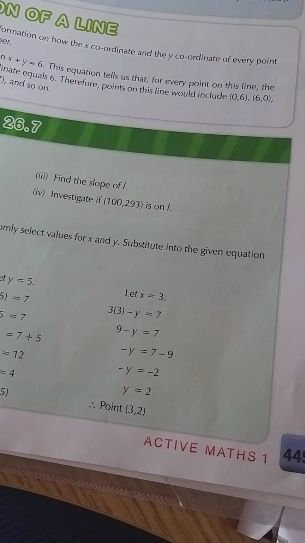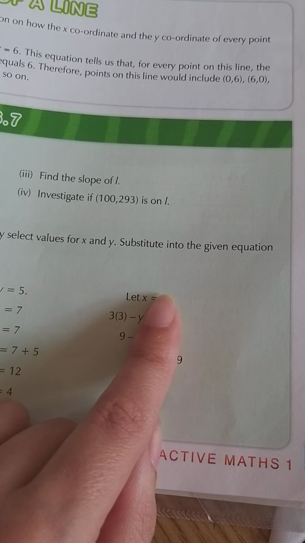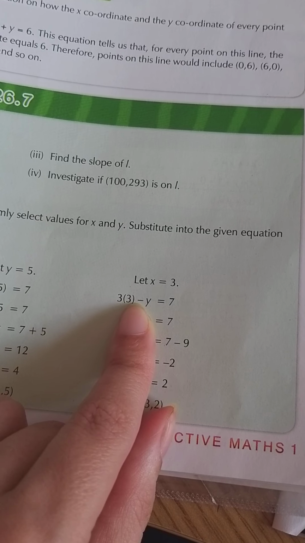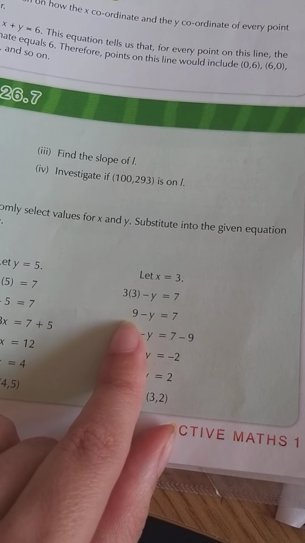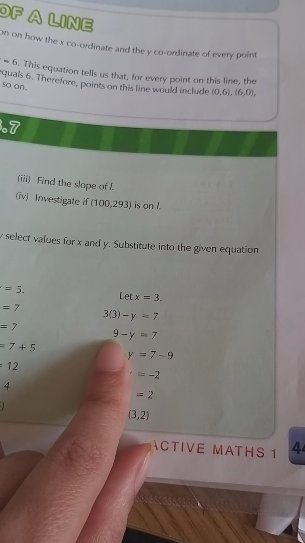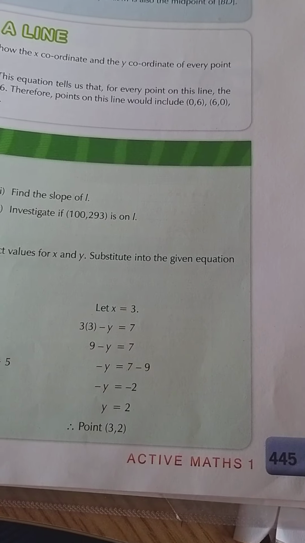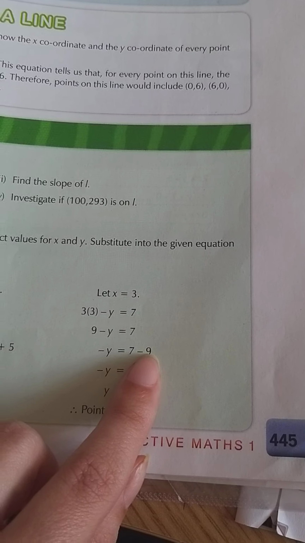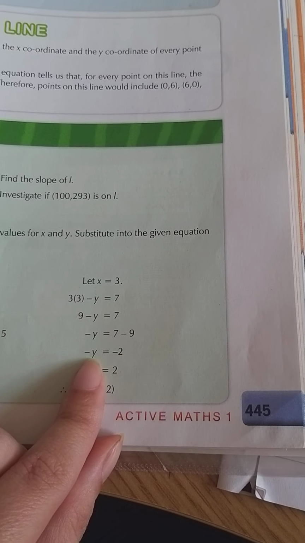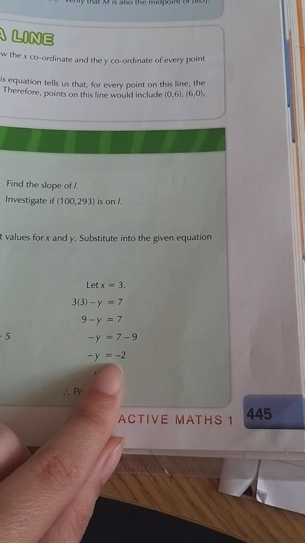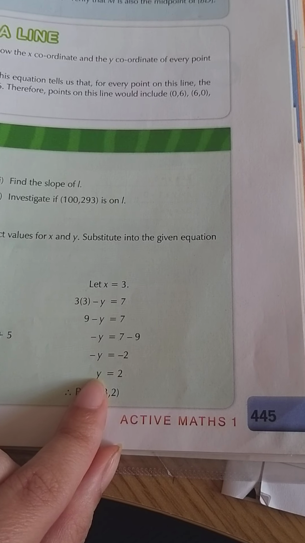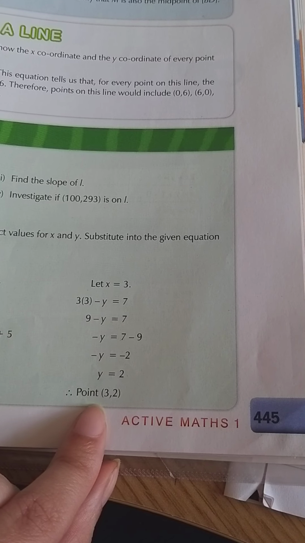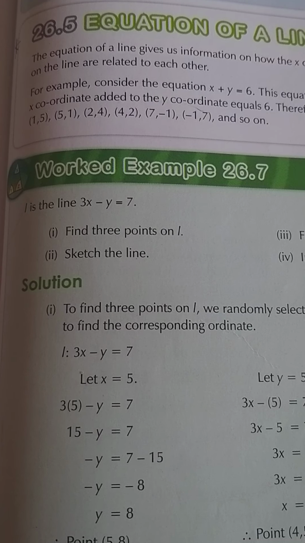Okay, the next number they picked was 3. So let x equal 3. 3 times 3, replacing the x with 3, minus y is equal to 7. 9 minus y is equal to 7. Minus y is equal to 7 minus 9. Minus y is equal to minus 2. Multiply both sides by minus 1 because we want y, not minus y. y is equal to 2, so we have our point (3, 2).